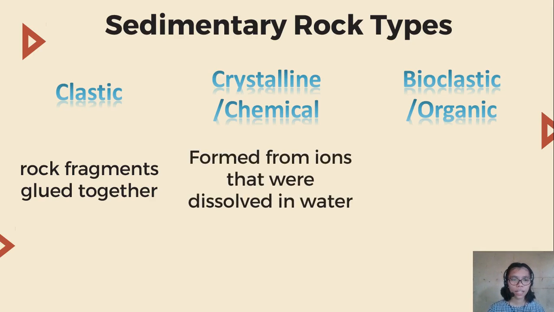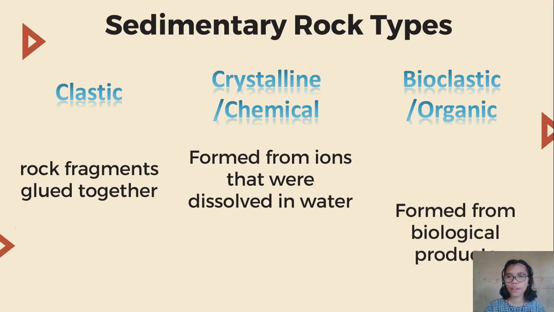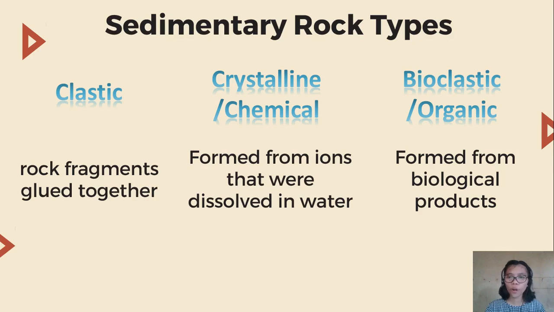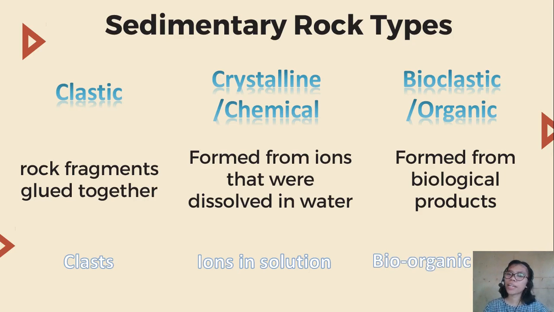Next, the crystalline rocks form from ions, the smallest particles that were dissolved in the seawater. These rocks usually form as the ocean water evaporates away and leaves the dissolved minerals behind. These are also monomineralic. Next, we have the bioclastic or organic rocks, which form from biological products, things that died and solidified together over time. Coal and limestones are great examples. So, clastic is clast, crystalline or chemical is ions in solution, and bioclastic is bioorganic.